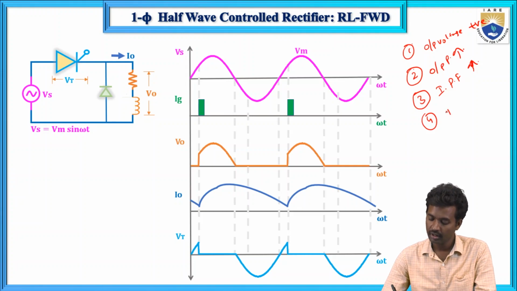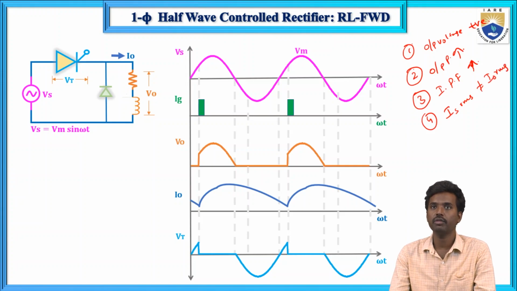And next, ISRMS is not equal to I naught RMS. For all loads in the half wave controlled rectifiers, ISRMS equals I naught RMS, that is the source RMS current equals the output RMS current.